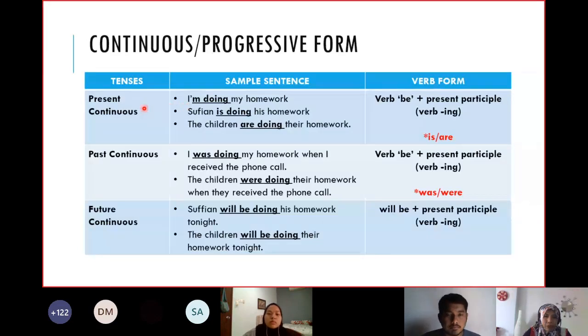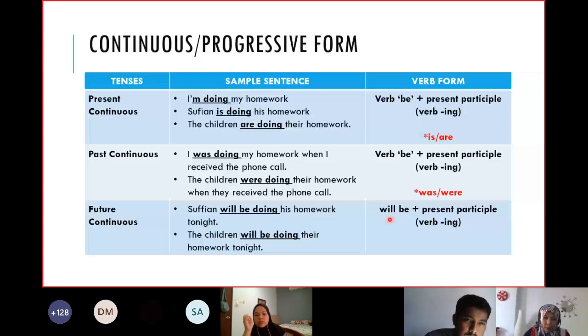For example, present continuous. I'm doing my homework. Okay, so doing is the present participle, verb ing. Sufyan is doing his homework. The children are doing their homework. Why are? Because subject-verb agreement. The subject is plural. Okay? Now, so for continuous, everything has verb with ing. So present, past, future, you have present participle, verb ing. In front, verb to be. So if it's present, is or are. If it's past, was or were. Okay? Now, what about future?